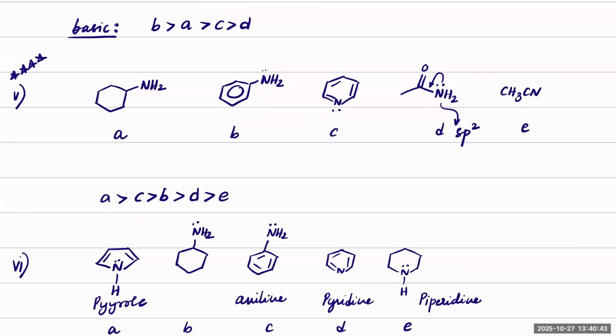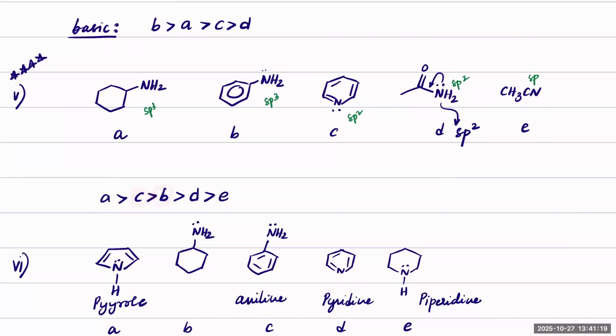Next, if we have A, B, C, D, E here, check it out. This is sp3. How do we check? Basically, you check the hybridization first. This is sp3. This is sp3. This is sp2, and this is sp2, and this is sp. So usually sp3 should have the most basic character, so A is correct. Then between these two, this is an exception because of the more resonance nature of amines compared to that of pyridine. So you will see pyridine has more basic character than aniline.